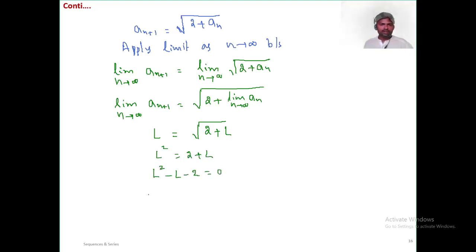To find the L value, apply the formula minus b plus or minus square root of b squared minus 4ac, all over 2a. So we get 1 plus or minus the square root of 1 plus 8, by 2, which is 1 plus or minus 3 by 2. So 4 by 2 is 2, and minus 2 by 2 is minus 1. So you are getting two values for L: one is 2, one is minus 1.